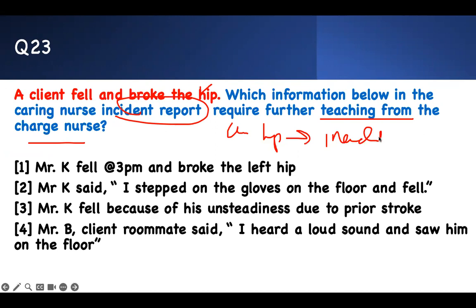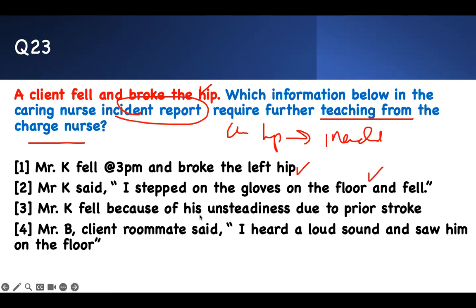The incident report has to be factual. It's objective, nothing subjective. Don't give your opinion on anything. And witness information needs to be stated. Mr. K fell at 3 p.m. and broke the hip. That's fine. This is all factual. Mr. K said, I stepped on the gloves on the floor and fell. You put his statement in. He's the patient. He said, this is what happened to me.